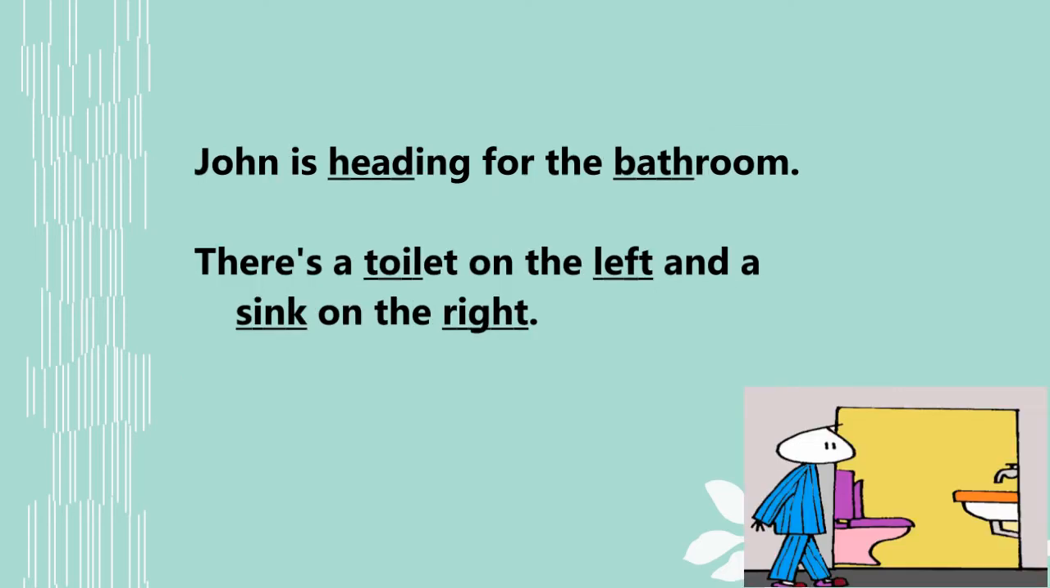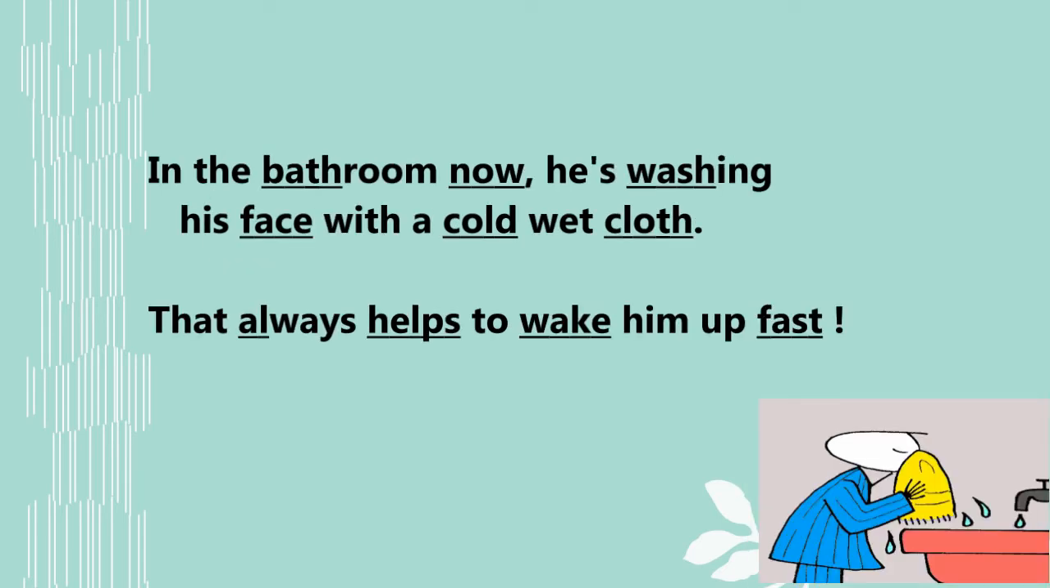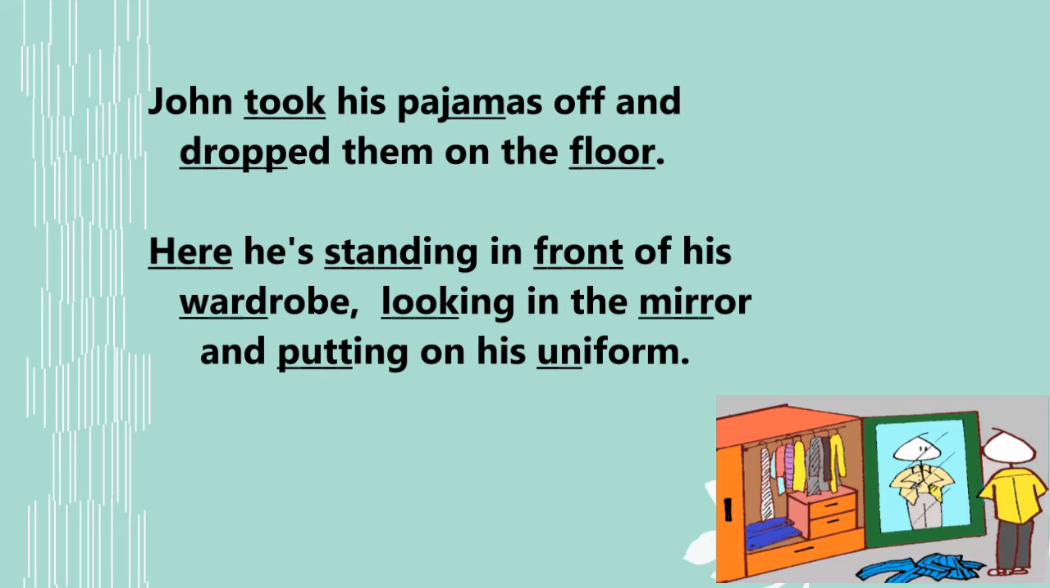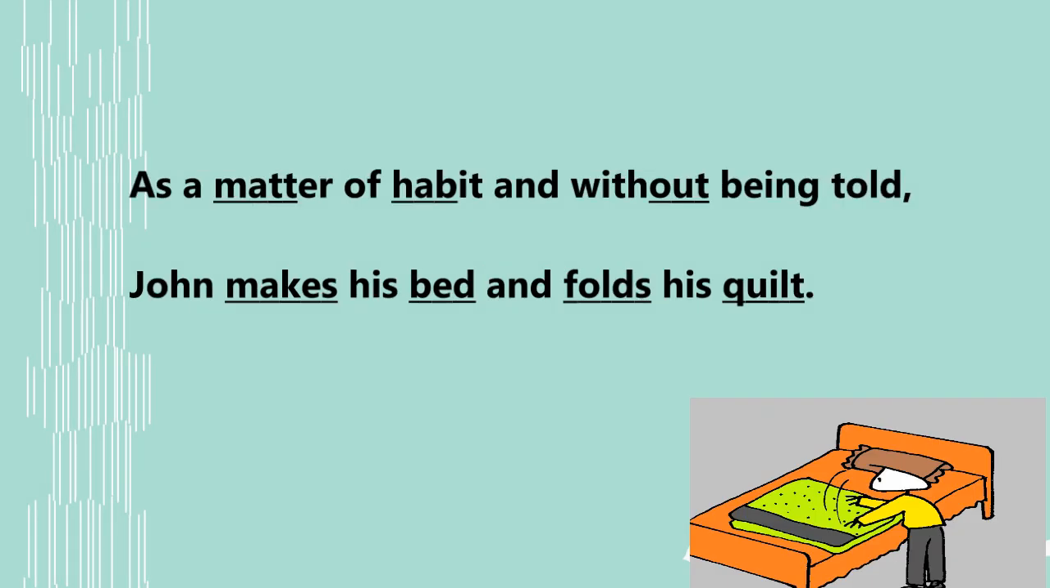John is heading for the bathroom. There's a toilet on the left and a sink on the right. In the bathroom now, he is washing his face with a cold wet cloth. That always helps to wake him up fast. John took his pajamas off and dropped them on the floor. Here he is standing in front of his wardrobe, looking in the mirror and putting on his uniform. As a matter of habit, and without being told, John makes his bed and folds his quilt.